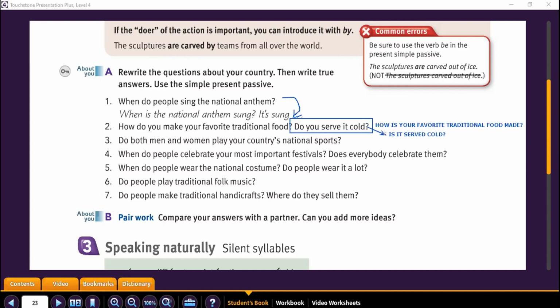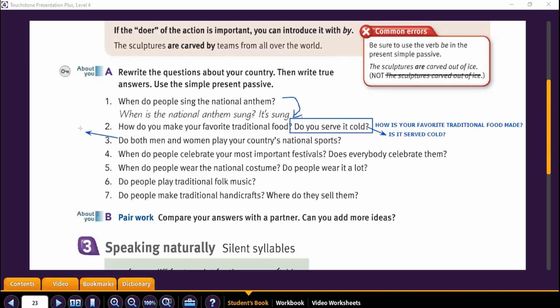Que fue nuestra primera pregunta. How is your favorite traditional food made? ¿Cómo está hecha tu comida tradicional favorita, no? ¿Y es servida fría? ¿Sí? ¿Es servida fría? That's it. Thank you, guys. Let's move to the third question.